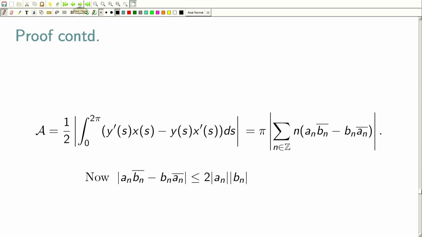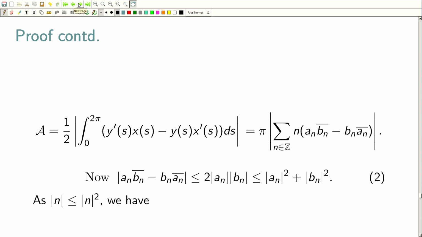So what we know is that a n b n bar minus b n a n bar is, by the simple triangle inequality, less than or equal to twice mod of a n into mod of b n, because this is less than or equal to this mod plus this mod, and the bar goes away. Which is less than or equal to, by the geometric mean and arithmetic mean inequality, mod of a n square plus mod of b n square.